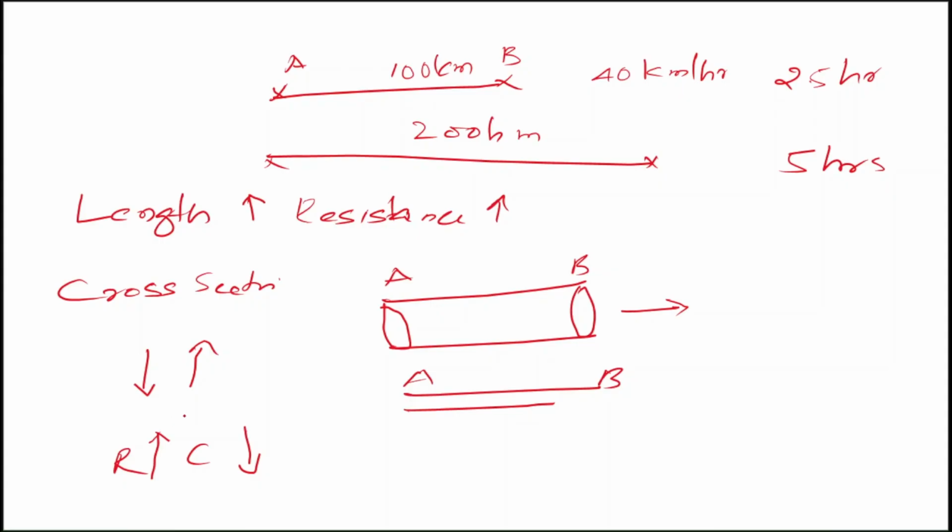Let us understand the other factor, which is about the temperature. Regarding temperature, there are three types of behavior. One is that for some conductors, there is no effect of temperature.